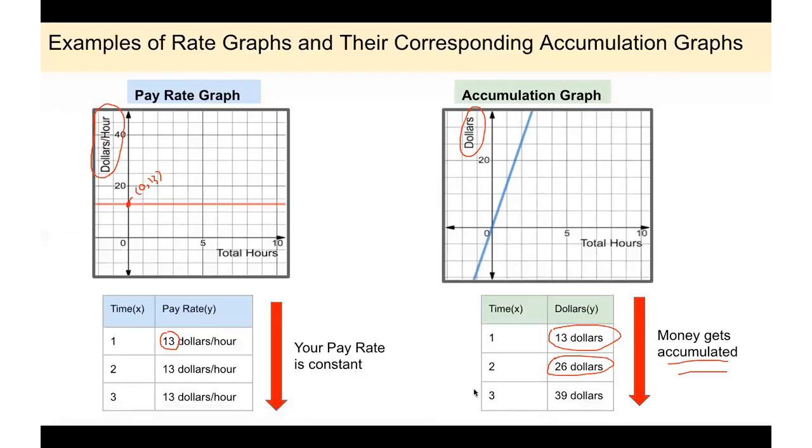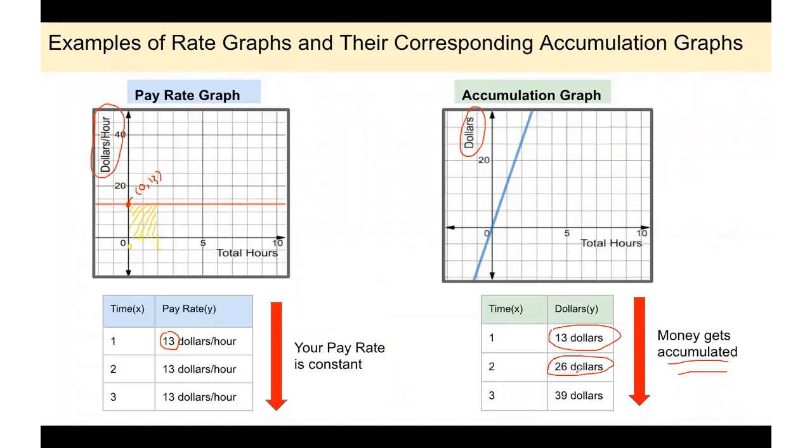Let me show you, for example, in the first 2 hours. We understand that in the first 2 hours, you should be getting 26 bucks if you're getting $13 an hour. But we want to prove it using our model, using our graph. So what I'm doing is coloring in the area under the curve from 0 to 2.